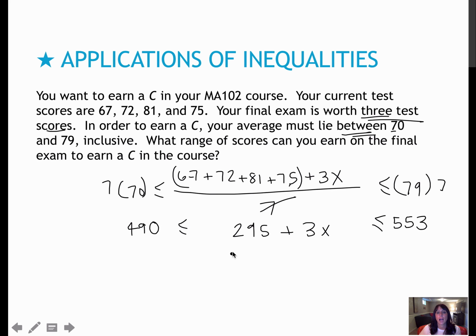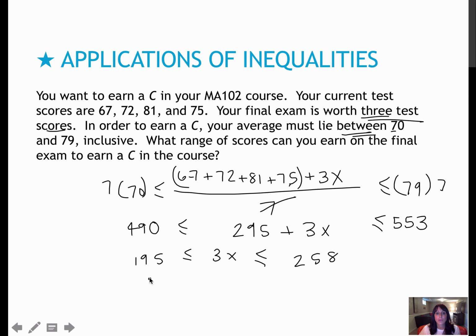So I've gotten rid of the 7 by multiplying everything by 7, and I combined those 4 values in the middle. I'm, of course, now going to subtract 295 from all 3 places, which leaves me with 195 is less than or equal to 3x is less than or equal to 258. So what that's telling me is that when I take my score times 3, it's going to be between those 2 values. Of course, to find my actual score, I have to divide by 3, so let's do that in all 3 places as well.